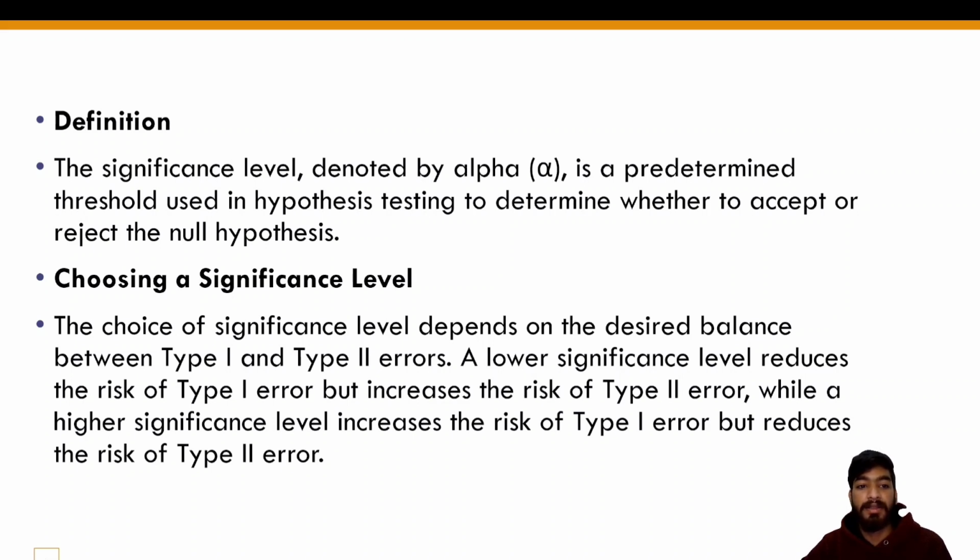Choosing a significance level. The choice of significance level depends on the desired balance between type 1 and type 2 errors. A lower significance level reduces the risk of type 1 error but increases the risk of type 2 error, while a higher significance level increases the risk of type 1 error but reduces the risk of type 2 error.